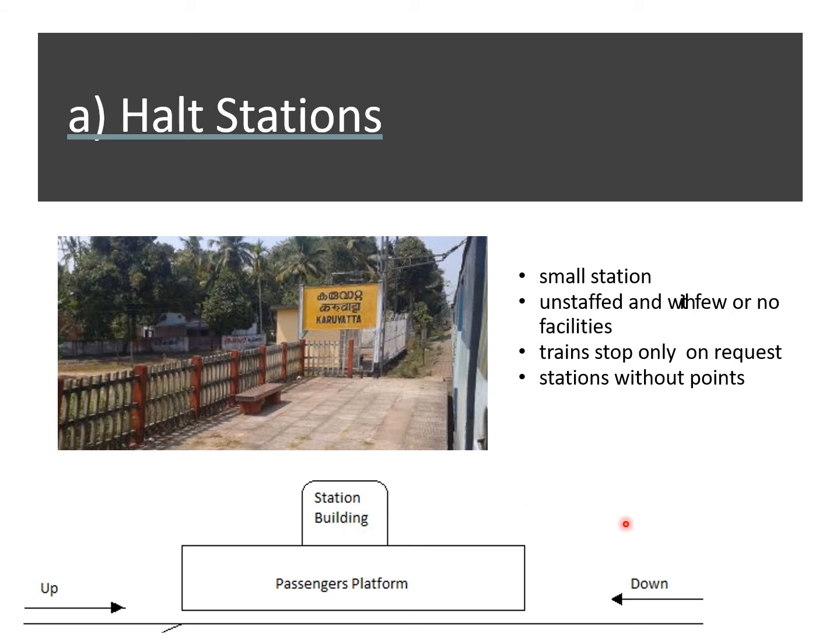In some cases, the train stops only on request, when passengers on the platform indicate that they wish to board, or if the passengers inside the train inform the crew that they wish to alight. So depending on demand, the train will be stopped at a halt station. You can see one example here in Kerala at Karuvata. It's in the Alappuzha district near Haripad. So that is a halt station.